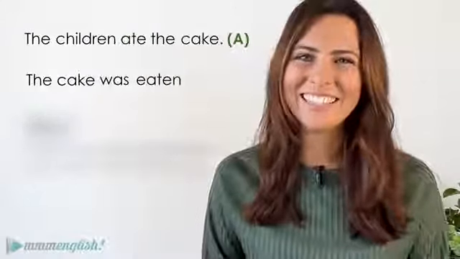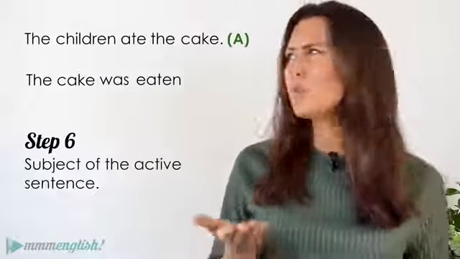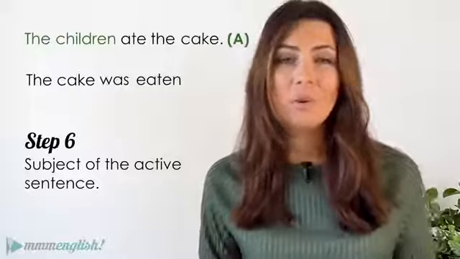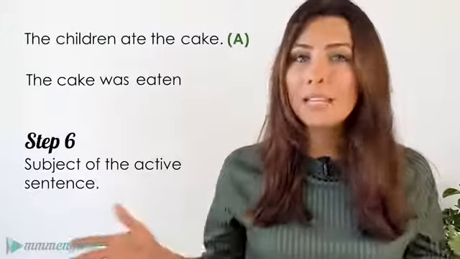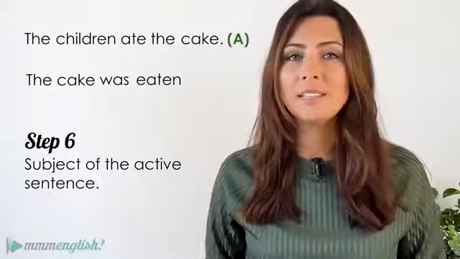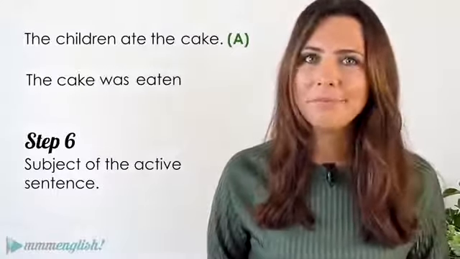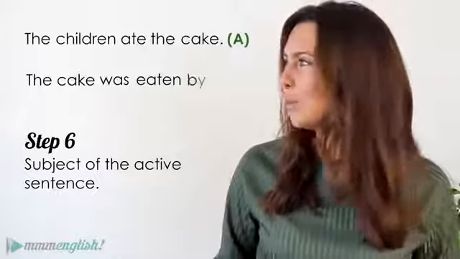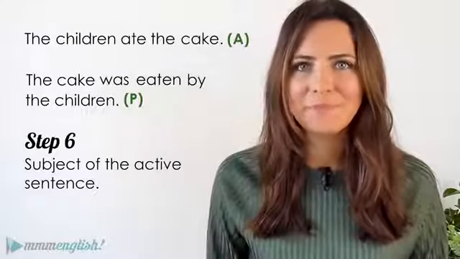Eaten, right. Now, the last step, step 6, you need to decide what to do with the subject of your active sentence, the children. In the passive voice, you don't have to include the thing that is doing the action. You can completely remove the former subject from your sentence. And that's helpful if you don't know who ate the cake, or you don't want to say who it was, or you don't care, maybe it's not important. But you can add it to the end of your sentence with the word by. The cake was eaten by the children. Let's look at some more examples together.